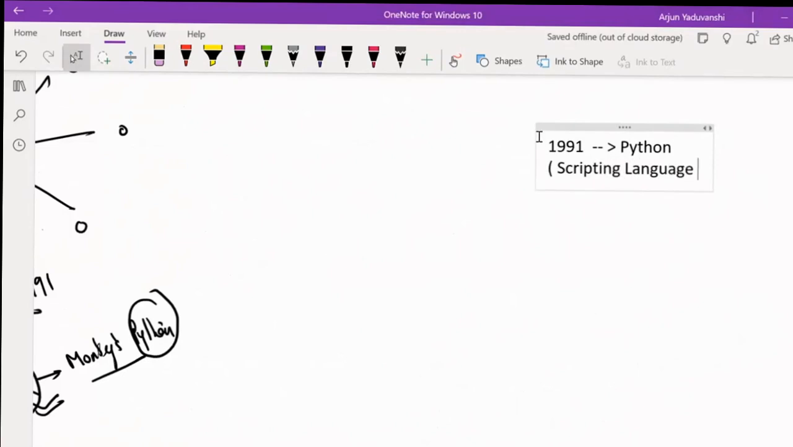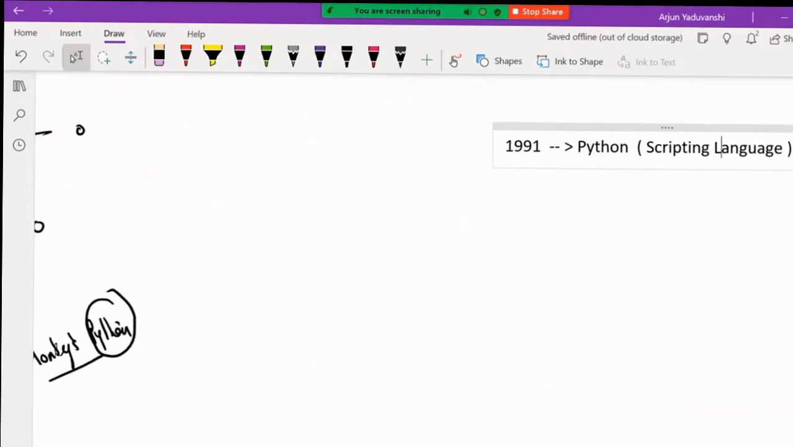What do you mean by scripting language? It means that at that time the internet was booming, in the early 90s. It was the time when the internet was seen as the future of the world. And for developing internet web pages, we need a language which is lightweight.